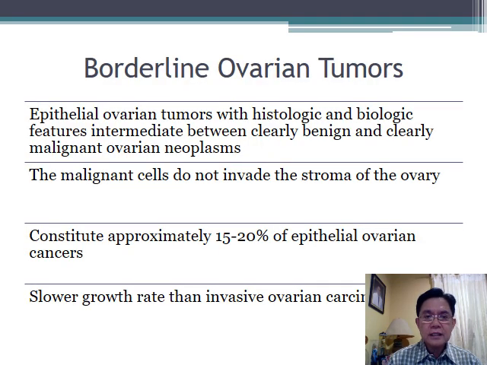These are epithelial ovarian tumors with histologic and biologic features intermediate between clearly benign and clearly malignant ovarian neoplasms. The most important characteristic here is that the malignant cells do not invade the stroma of the ovary. It constitutes approximately 15 to 20% of epithelial ovarian cancers, and they usually behave as slow-growing tumors compared to your invasive ovarian carcinomas.